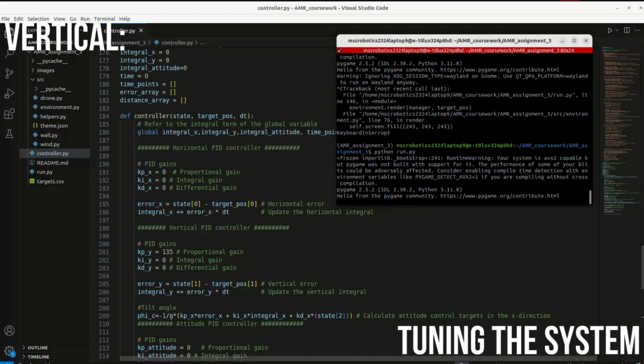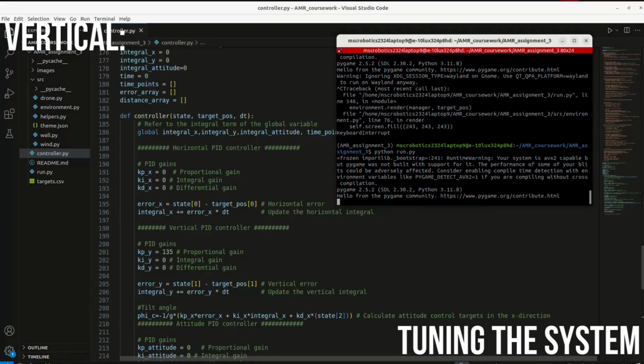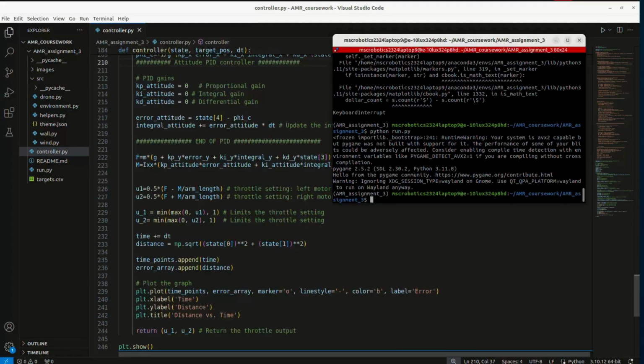Tuning the system. We set the PID controller gains all to 0. We began our tuning process by focusing on the vertical control. We gradually increased the proportional gain while observing the drone's behavior in response to the changes in attitude. As we increased Kp, we noticed the system's response of the drone.